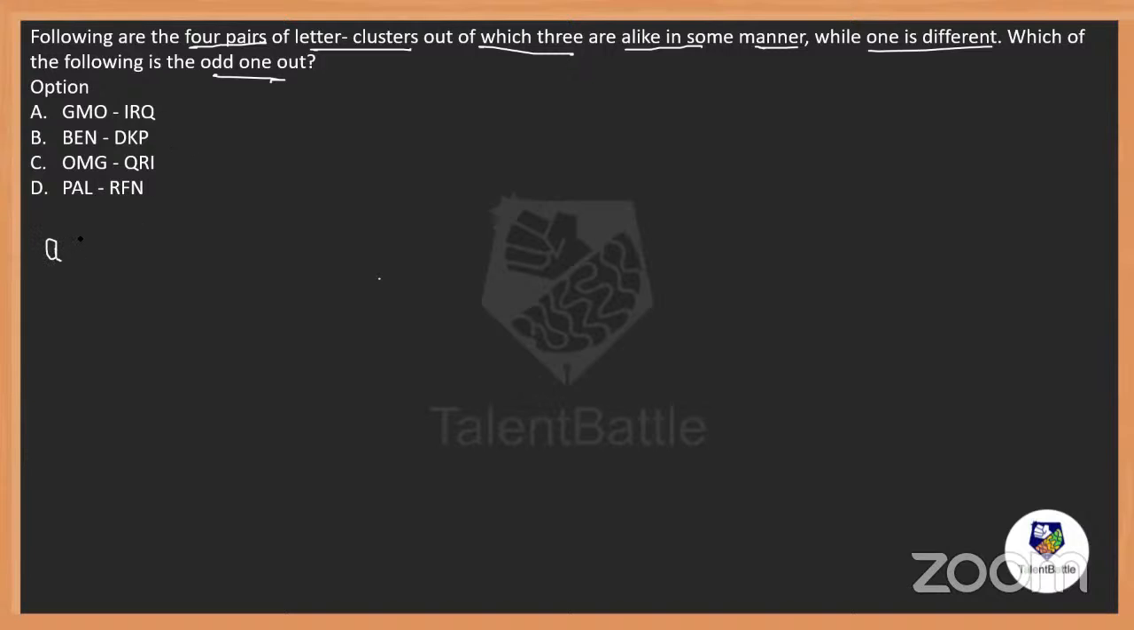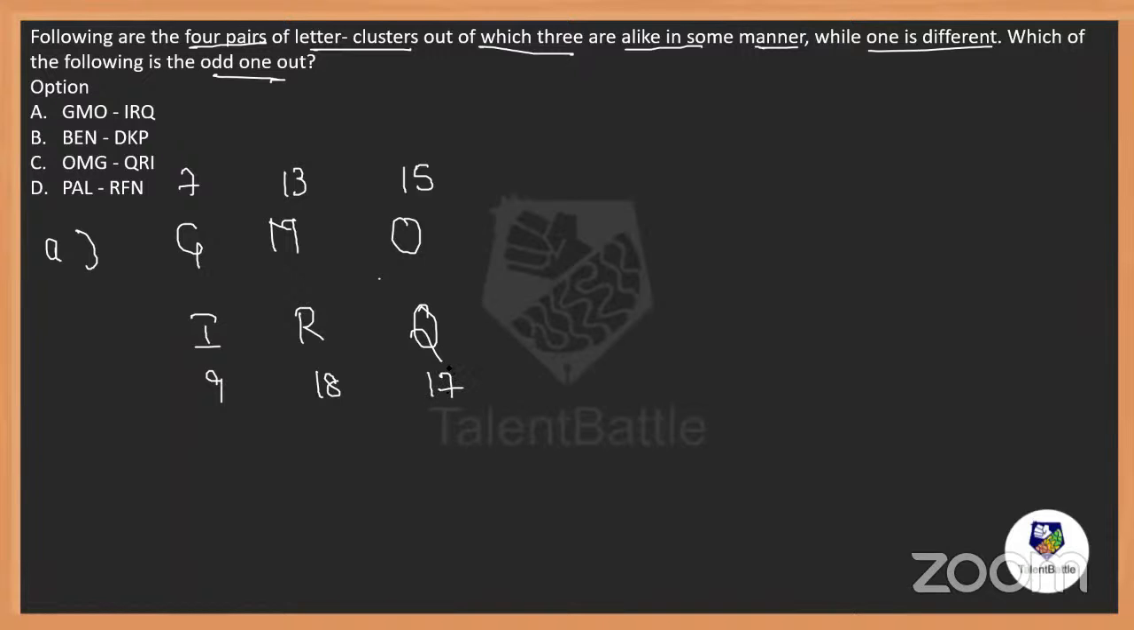So what they're asking, let us take the first option. It is GMO, IRQ. First we'll give the alphabets and their numbers. This is 7, 13, 15. And here it is 9, 18, 17. If I observe the pattern, 7 plus 2 is 9. First it is plus 2. Next, 13 plus 5 is 18, so it is plus 5. Next, 15 plus 2 is 17. So for the first one, they used plus 2, plus 5, plus 2.